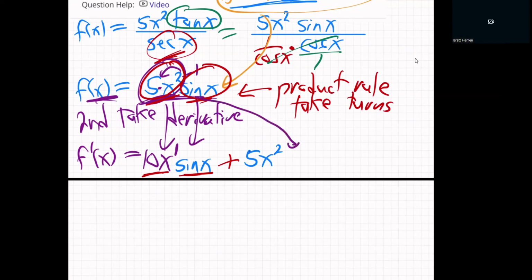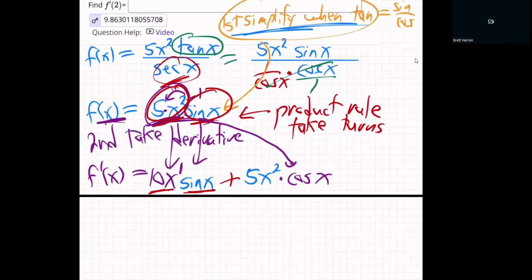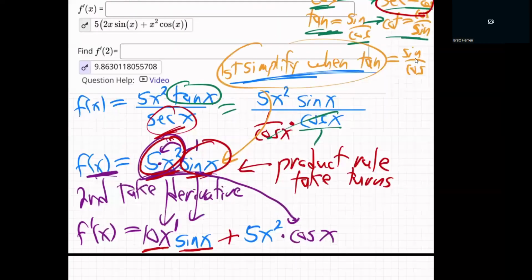So what's the derivative of sine x? Cosine. Derivative of sine is cosine. Cosine x. Don't forget the product rule. You got to take turns. I did the derivative of the first one, second one just sat there. Then the first one sat there, and I did the derivative of the second. They take turns. So there's our derivative, and that's the answer. They factored out a 5, but it doesn't matter. You could just type it in just like we have it. It's the same thing.